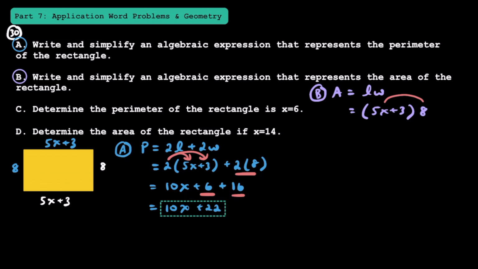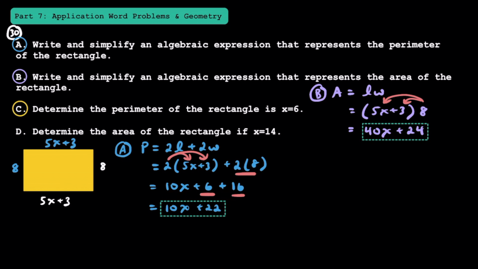Simplifying this, we can distribute the 8 to the 5x and 8 to the 3 here. 8 times 5x, or 8 of these 5x's, is really 40x, and 8 times 3, or 8 of these 3's, is going to be 24. 40x plus 24 is the simplified algebraic expression that represents the area of this rectangle.